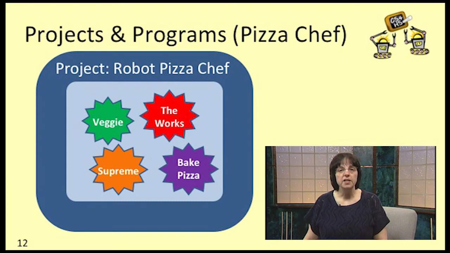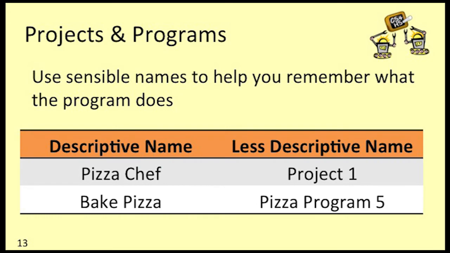Every program that you write is part of a project. So when you save, you need to save both the project and the program. It'll help you to keep track of what you're doing if you give your projects and programs sensible names. For example, the name Pizza Chef will probably be more useful to you than Project 1. Similarly, the name Bake Pizza would be a better name than Pizza Program 5, assuming, of course, that you're naming a program that bakes a pizza and not one that parallel parks.